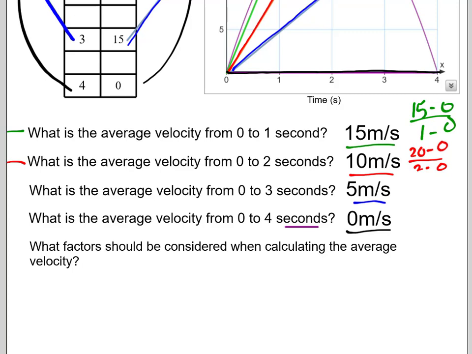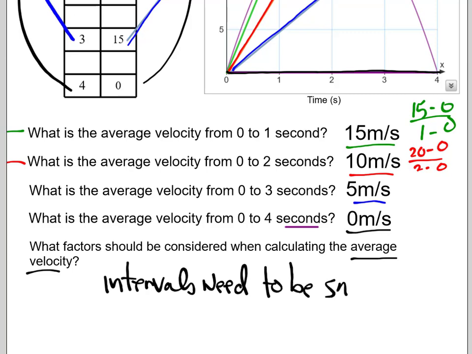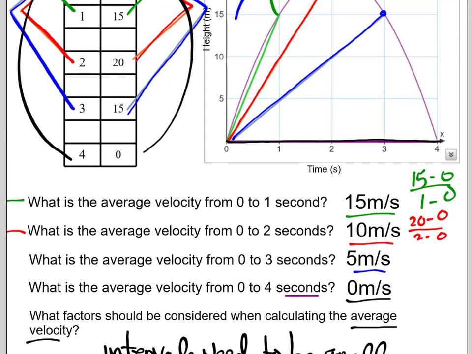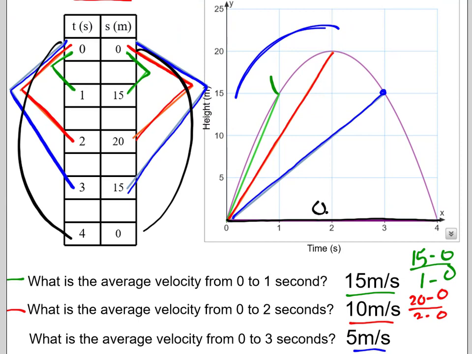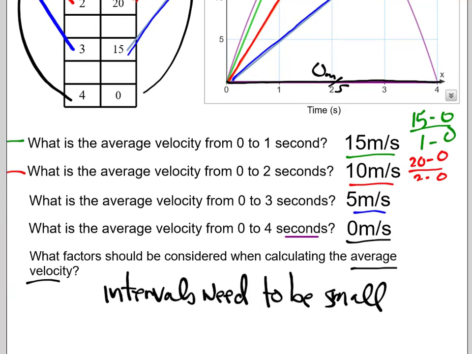Yet we can clearly see in this graph that the object was launched into the air, flew up high, and came back down. So what we have to be very careful about when we're working with average velocities or average anythings is that the intervals that we investigate need to be appropriate or small. If you try and do an average over too large an interval, you get ridiculous answers like 0. So for this one here, 0 to 1 would be good. That's a reasonable interval, and it would be an acceptable answer.